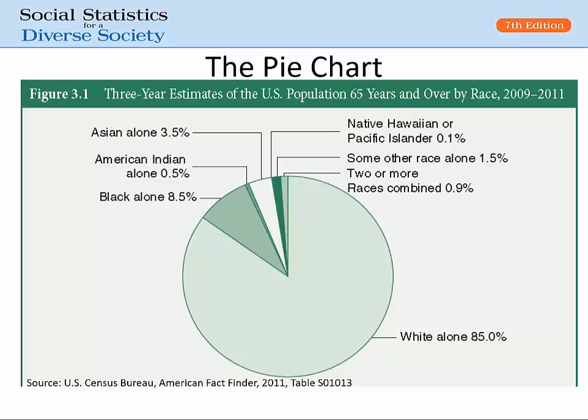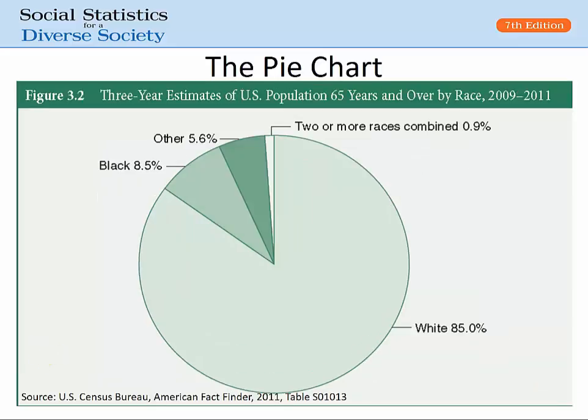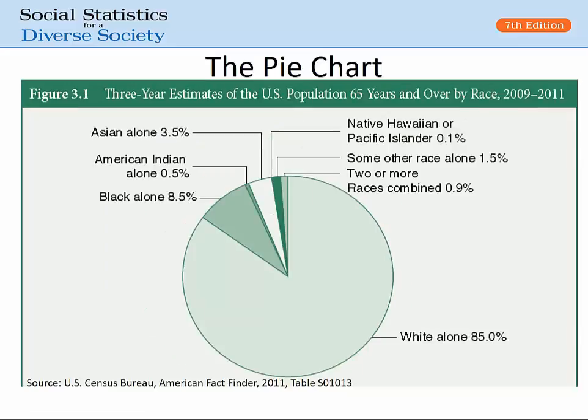And note that sometimes when the slices are really skinny, there's very few, American Indian alone, 0.5%, that we don't always put the numbers in the pie chart because there's not room. So we have to put the categories and percentages outside of the chart and then just draw a little, we call it a leader line, or a little line that points to that part or slice of the pie. And sometimes when we have very small slices of the pie, so let me just go back to the previous slide, we can see that this slice is very small, which is American Indian alone. We see that some other race alone is a relatively small slice, and we see that 2 or more races combined.